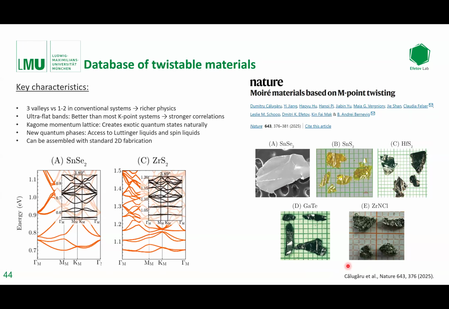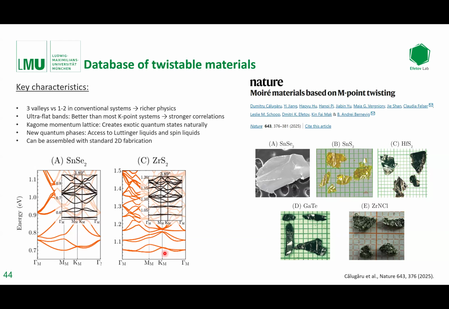And just to give you an idea of what types of materials were declared promising in this database, they are, for example, materials like SnSe2 and ZrS2, where people have already grown those materials. Those materials have the right type of band structure. They have a very simple band structure close to the Fermi energy, which is not too convoluted with other bands.